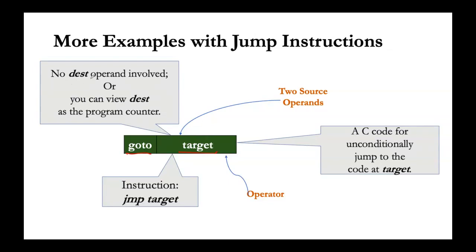There is no destination operand involved here, but you can view the destination as the program counter, PC. How this program counter works, we will discuss in the execution implementation of these instructions. That can be written as jump target. So the instruction format used here as the standard is JMP, the jump instruction.